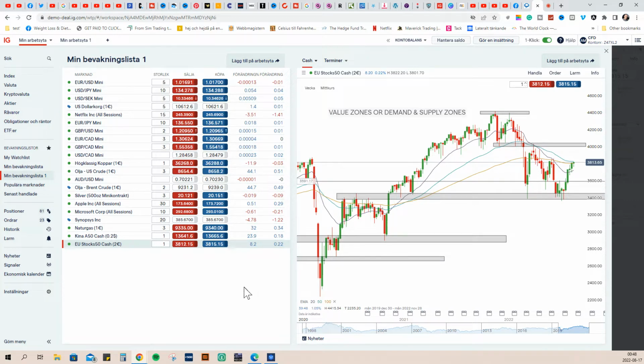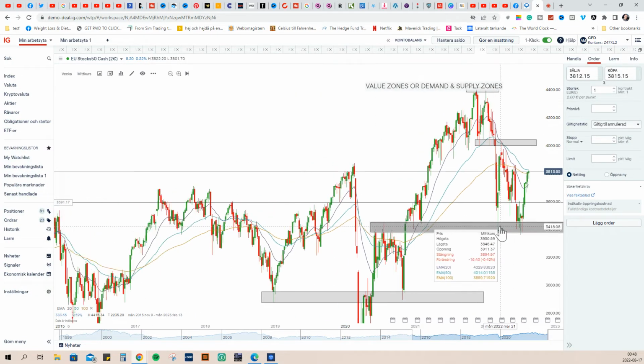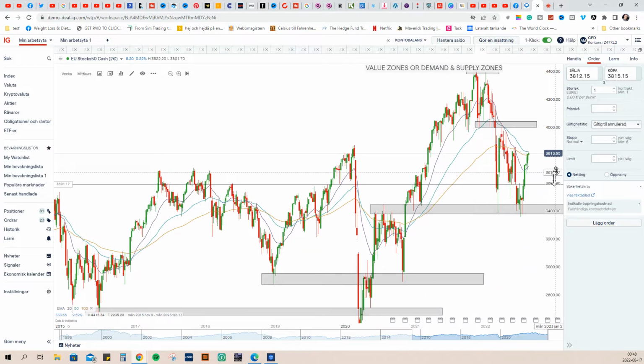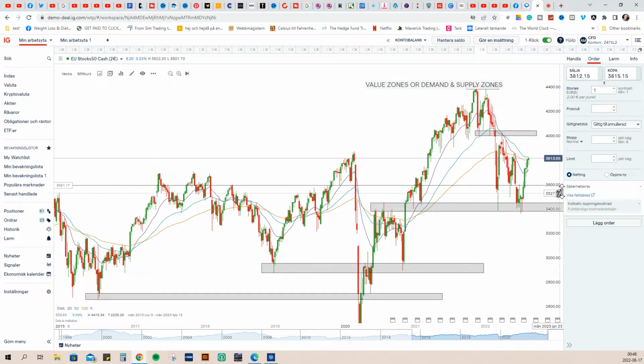I will begin to show these value zones with the EU Stocks 50 cash. Let me fix this chart for you to see better. Okay, I will start from left to right. The past time, let's say, was here in June 2016. And the strategy here is to mark out the wicks from the weekly time frame.